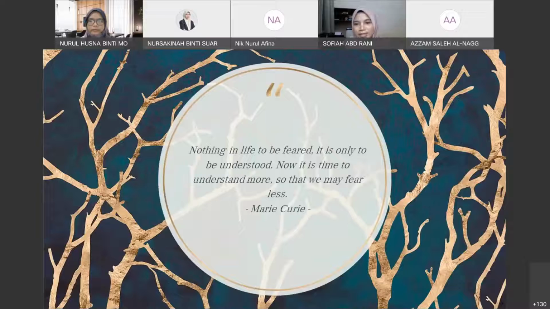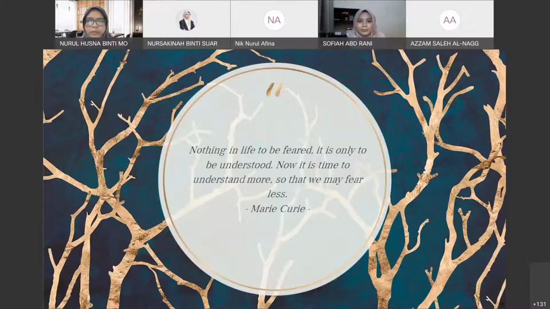Let's end our discussion with a quote from Marie Curie. Unfortunately, it is the same as the previous group, but that's okay. The quote goes, "Nothing in life is to be feared, it is only to be understood. Now it is time to understand more so that we may fear less." This non-ionizing radiation can benefit and harm us in many ways. All we need to do is to understand how this radiation works so that we can benefit from it without exposing ourselves to its harm. So that's all from us.